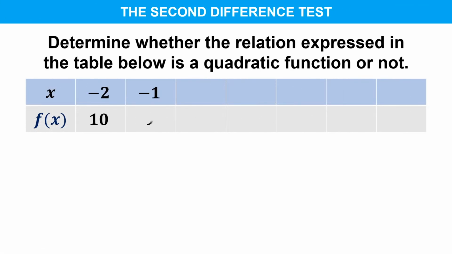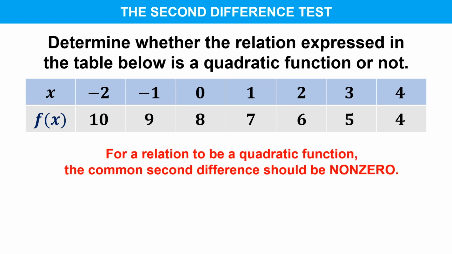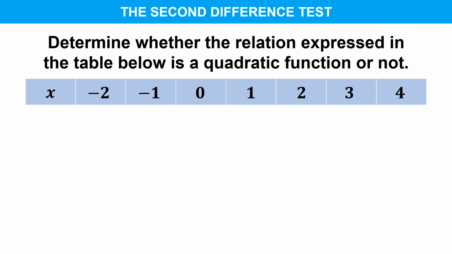Let's solve this. Determine whether the relation expressed in the table below is a quadratic function or not. Remember, for a relation to be a quadratic function, one of the conditions is that the common second difference should be non-zero. First, test if there is equal differences in the independent variable x. Indeed, equal differences of 1 in x's exist.